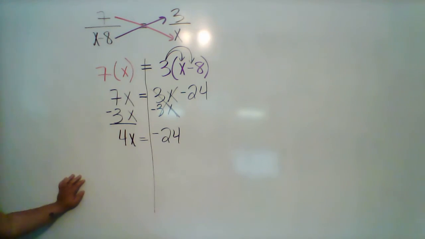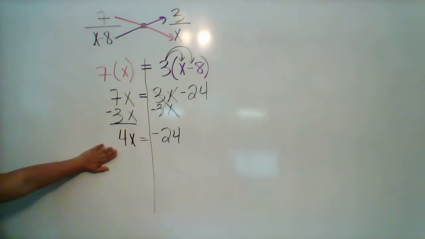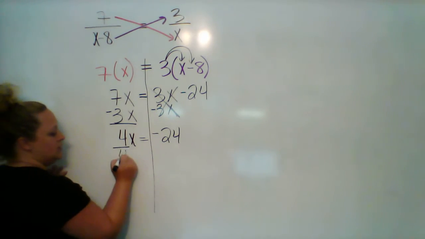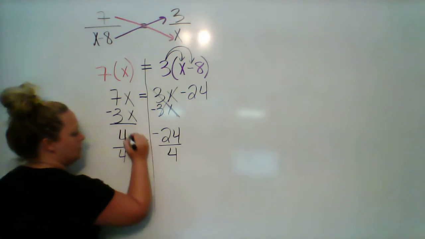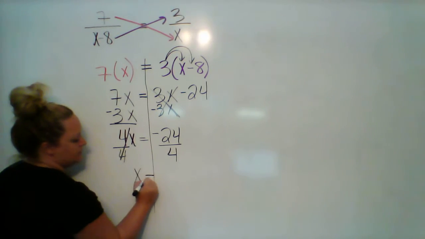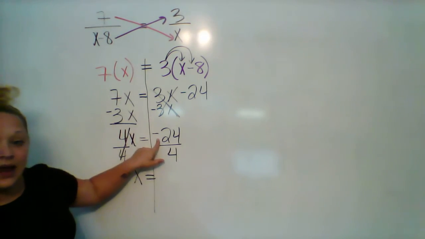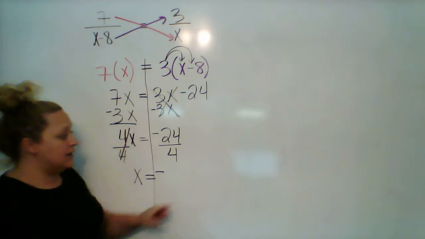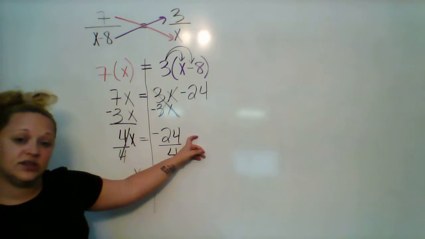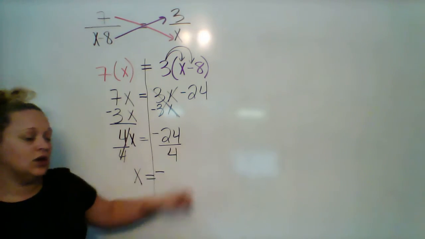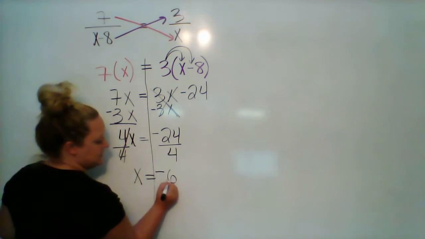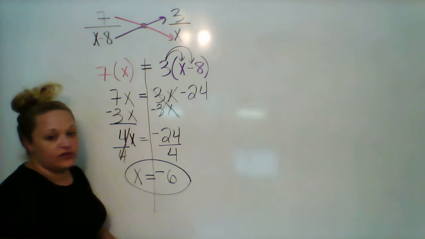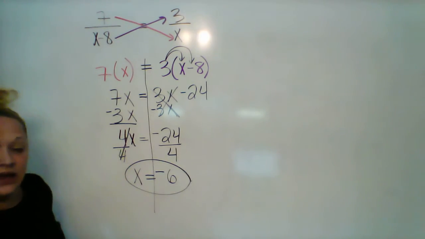x is still not by itself because if you look right here, it's being multiplied times 4. So how do you get rid of multiplying by 4? You divide by 4. x equals. Okay? So, a negative divided by a positive will give us a negative. If you struggle here, you need to go watch the division with integers video. 24 divided by 4 is 6. So therefore, that is our answer. x equals -6.